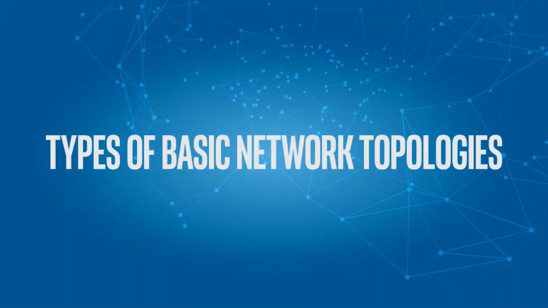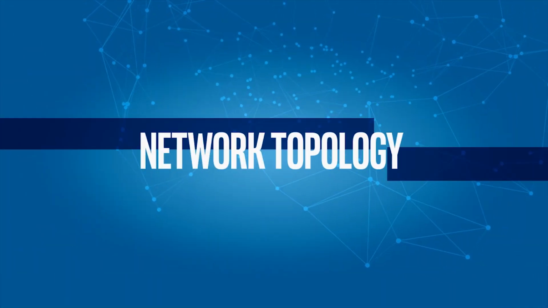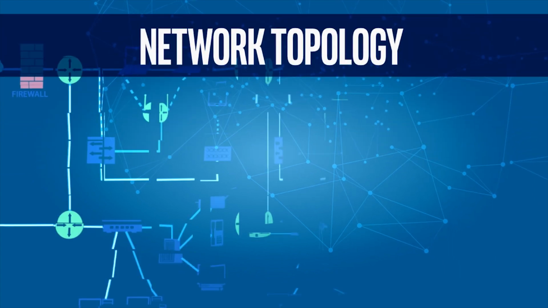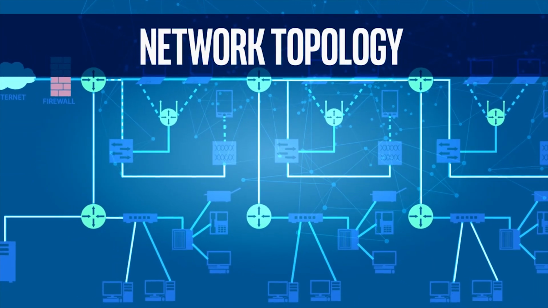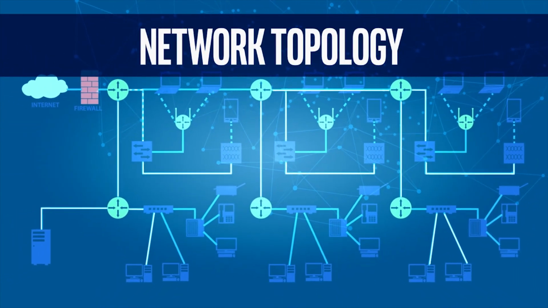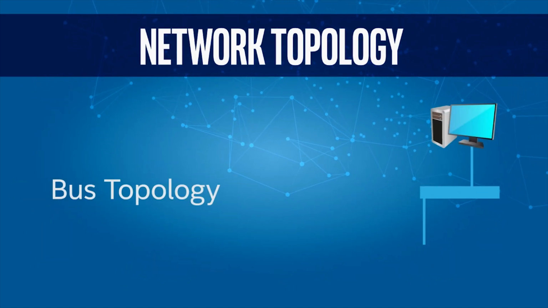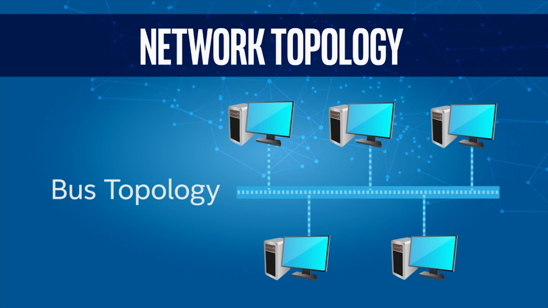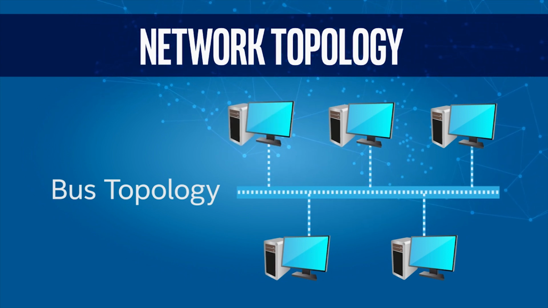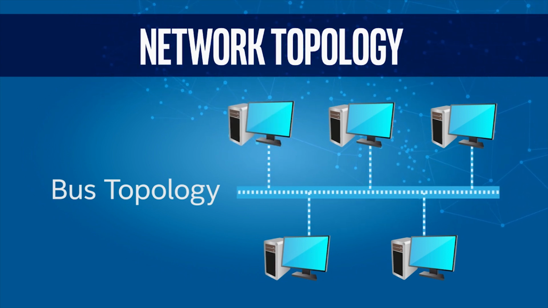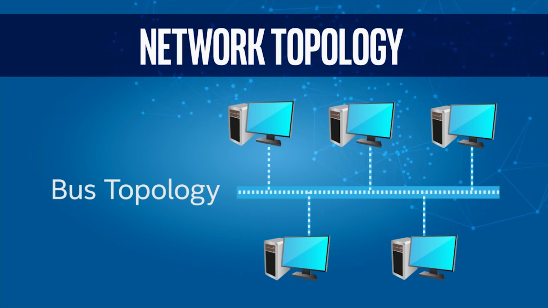Types of basic network topologies. Network topology. A network topology is the arrangement with which computer systems or network devices are connected to each other. Bus topology. In a bus topology, all devices are connected to a single communication line or cable. Both ends of the communication line or cable have line termination.